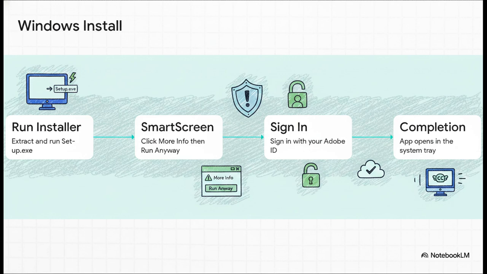First, find that downloaded .exe file, extract it if you need to, and run the setup. Now, if Windows Smart Screen pops up, throwing a warning, which it does all the time for new installs, don't panic. Just click More Info and then hit Run anyway. After that, sign in with your Adobe ID or just create a free one if you're new to the ecosystem. Follow the prompts and boom, the Creative Cloud app will open up and quietly tuck itself into your system tray down at the bottom right.